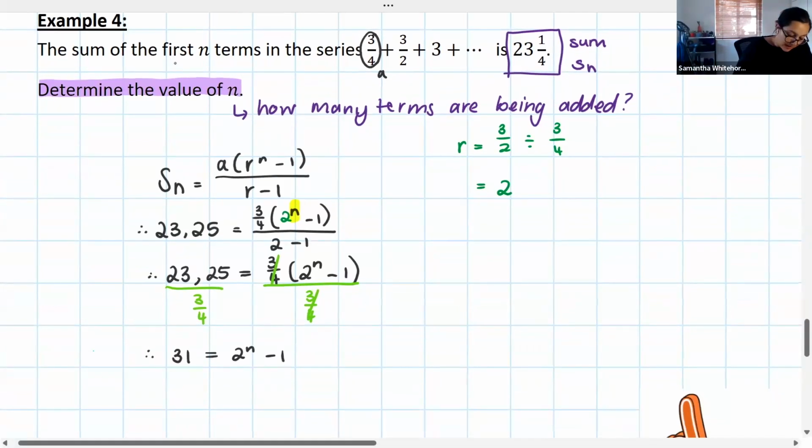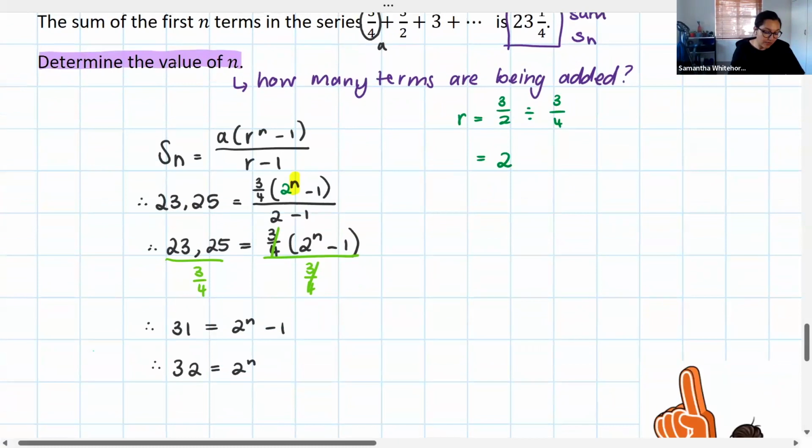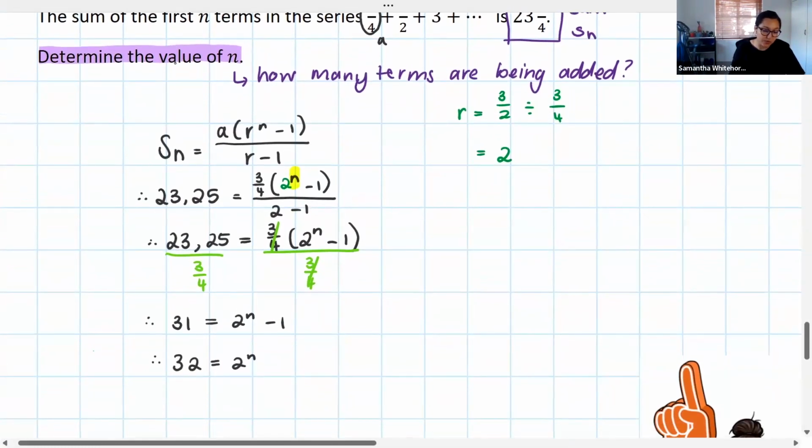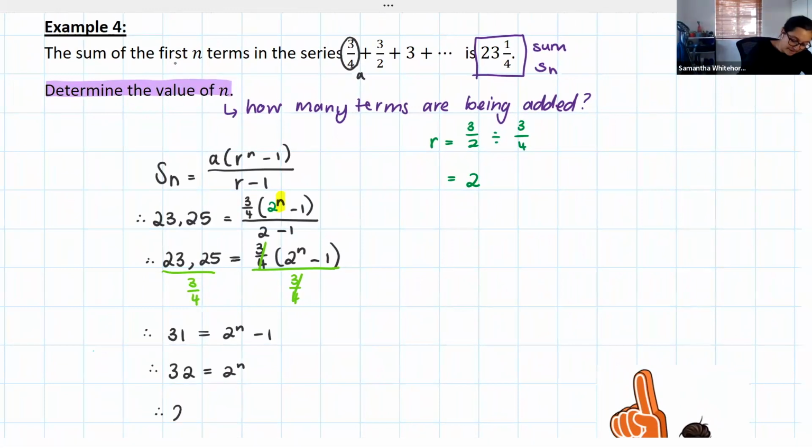That minus 1, I'm going to add 1 on both sides, so I actually end up with 32 is equal to 2 to the power n. And then again, goes back to what I said earlier, we want to make our bases the same here. That is the whole point of an exponential equation. So 2 to the power of what is equal to 32? Who can tell me? 2 to the power of what is equal to 32? To be so nice, 2 to the power 5 is equal to 2 to the power n.